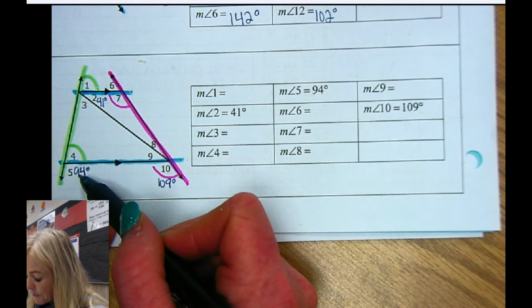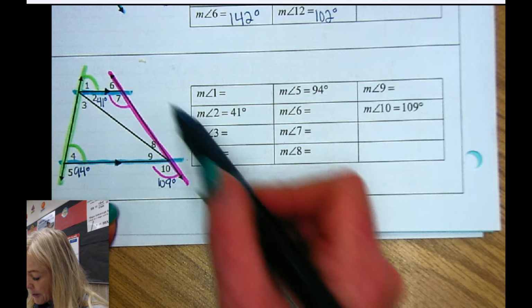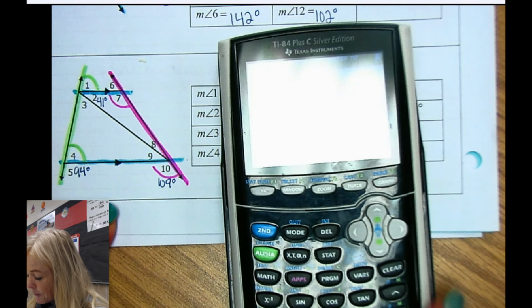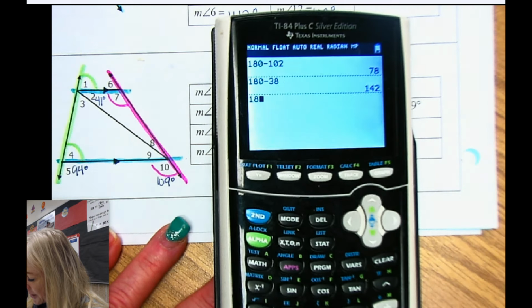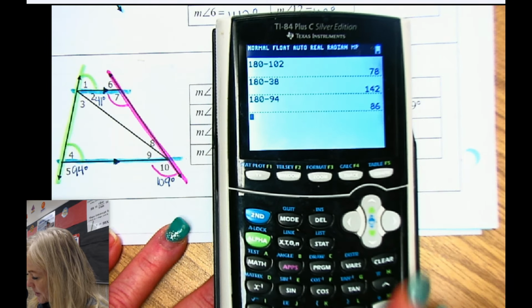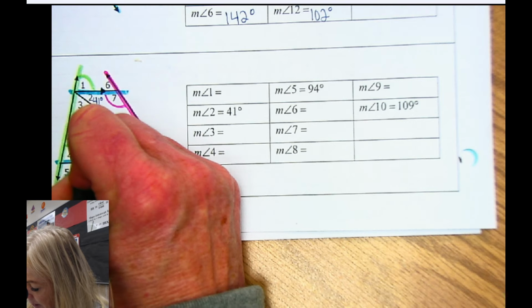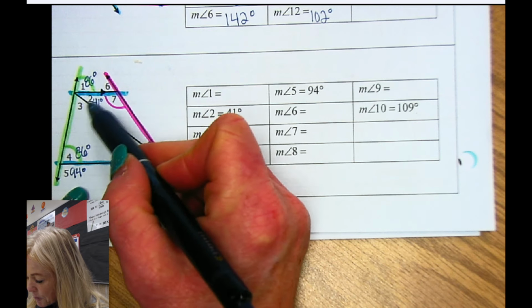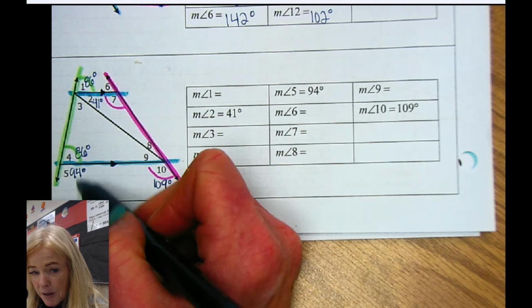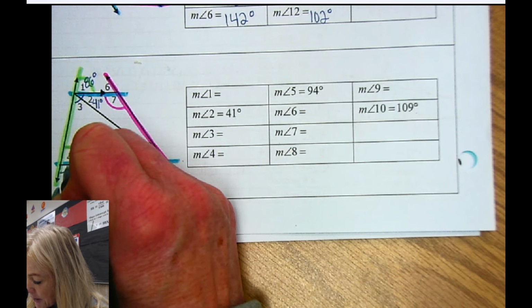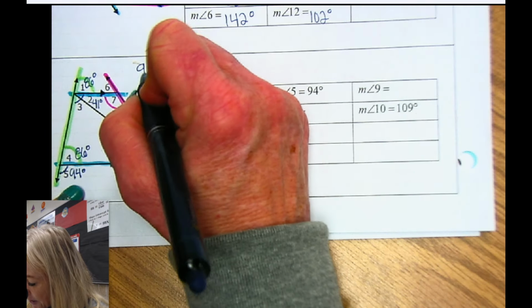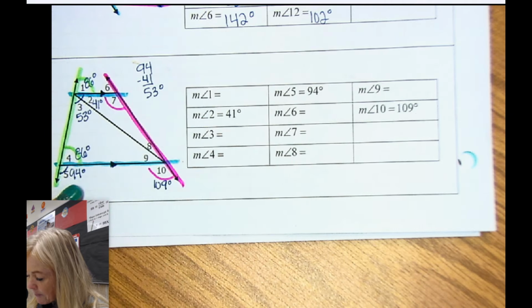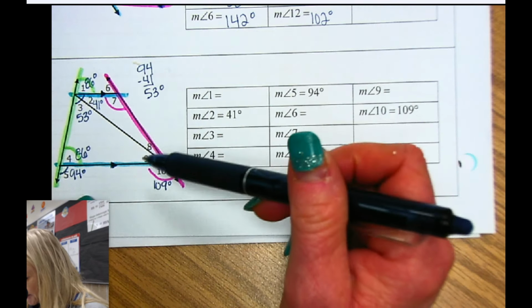Anyway, if we know 5 is 94, we can start working through angles here. If 5 is 94, then 4 will be its supplement, 180 minus 94, which is 86. So 4 will be 86. That means 1 will also be 86 because they're corresponding angles. Now, 2 and 3 together are the same as 94 because they're also down here. They're going to be corresponding angles. So if I take 94 and subtract 41, I get 53. So 3 must be 53 degrees. All right? So those two add to 94, and those are the same, 86.